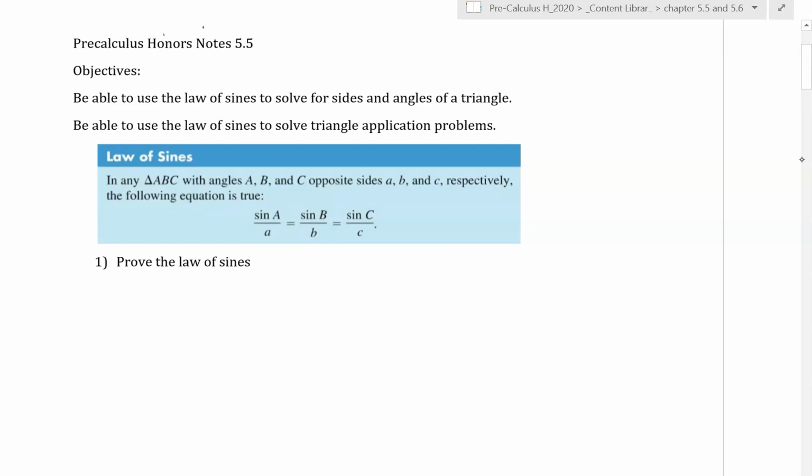Okay, so we are going to be talking about the law of sines. So here's the law of sines. Let's go ahead and do a little proof for the law of sines. So let's say that we have a triangle.